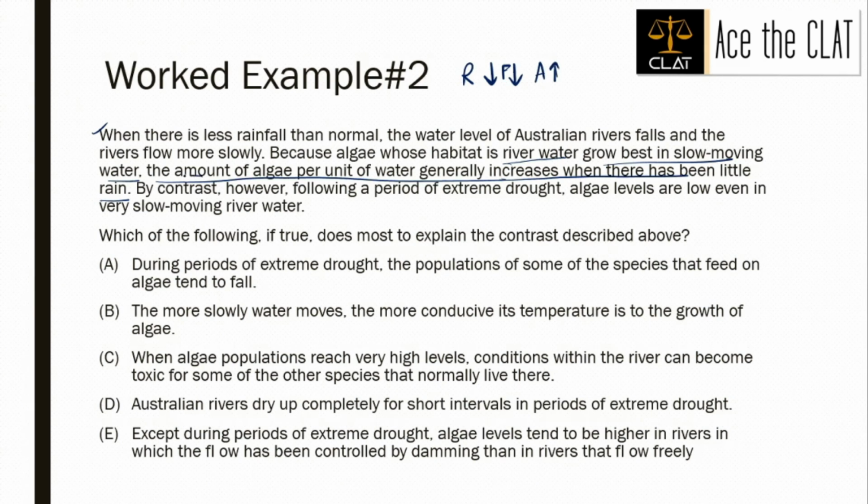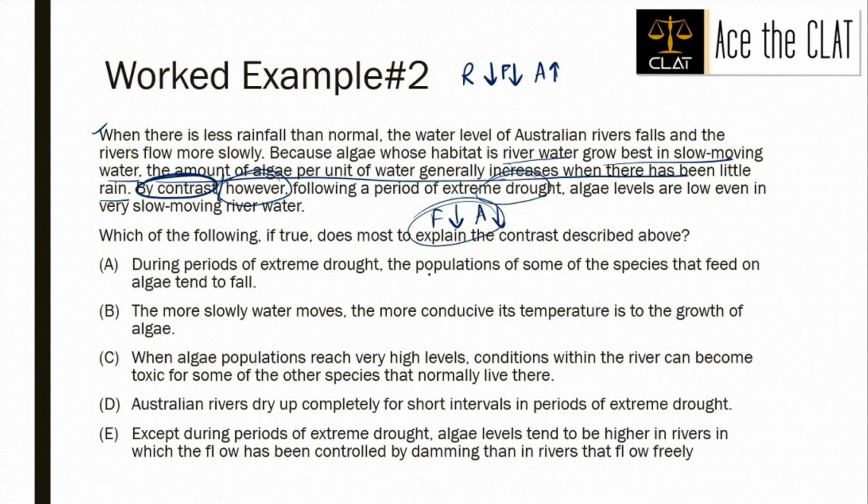By contrast, however, it is our contrasting word. Following a period of extreme drought, algae levels are low, even in very slow moving river water. Okay. On one hand, when the rainfall is less and the flow is also less, the amount of algae increases. But on the other, even after a period of extreme drought, algae levels are low, even in slow moving river water.